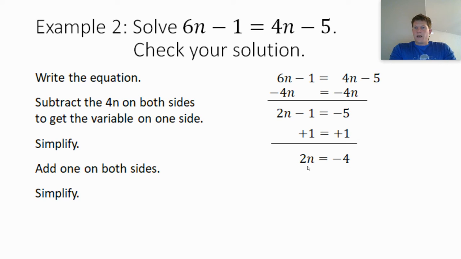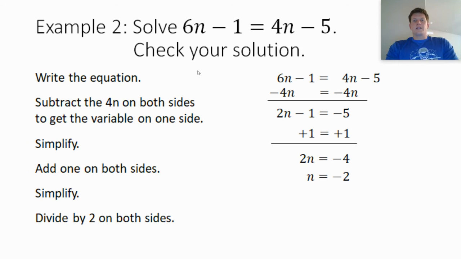2n drops down, so now I have 2n is equal to negative 4. Get rid of that 2, which is being multiplied right now, by doing the opposite: divide both sides by that 2. I get n equals -2. So there's our answer. Let's check that solution.